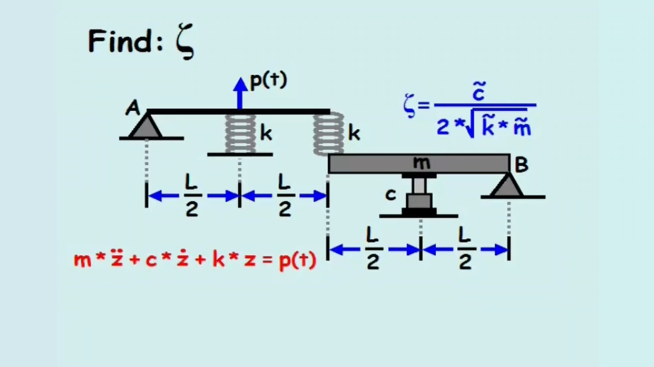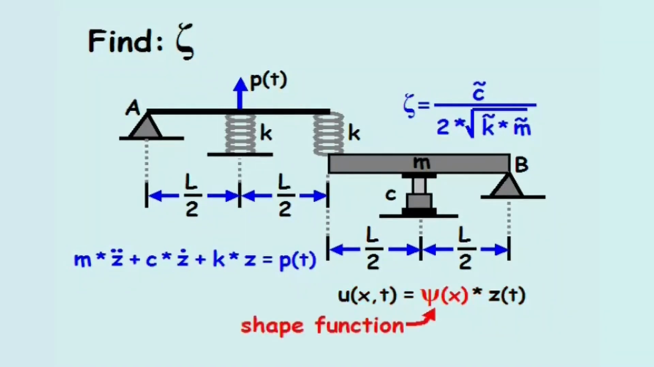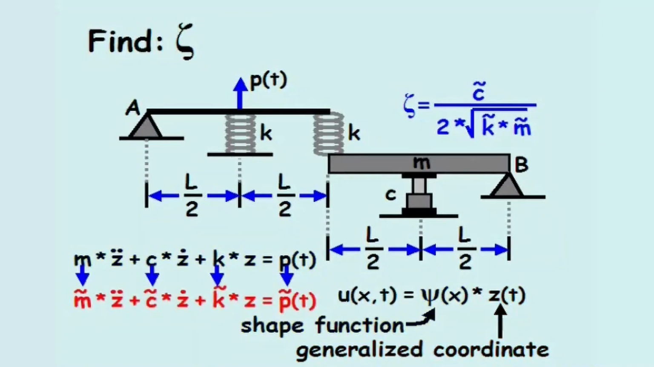We assume the displacement, u, can be represented by the convolution of the shape function, psi, which is only dependent upon space, times a generalized coordinate, z, which is only dependent upon time. Applying this approximation to the equation of motion, the generalized mass, damping, stiffness, and force replace the actual values for m, c, k, and p, respectively.